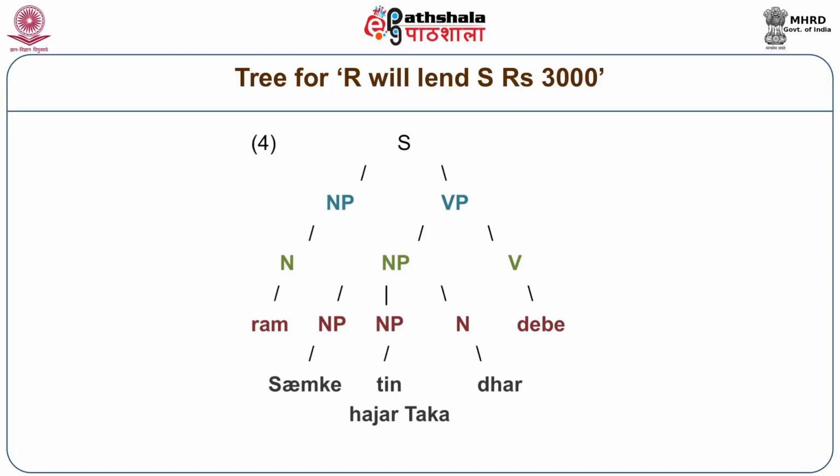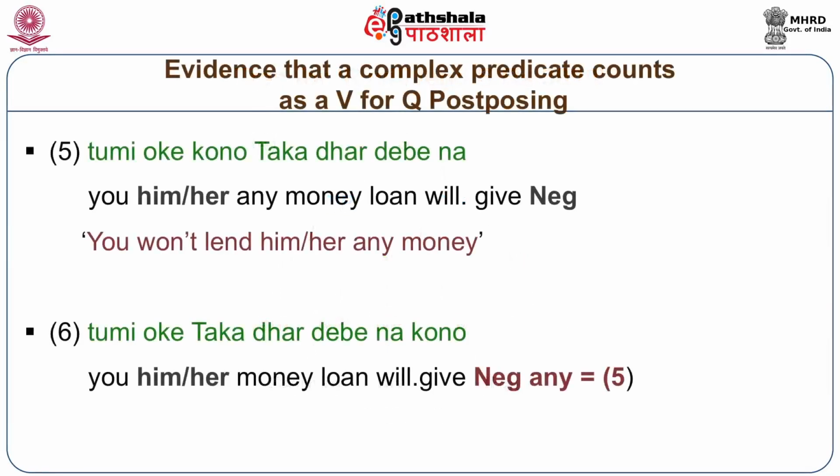There is evidence for this analysis. Consider 5. Tumi oke kono taka dhar debe na, you won't lend him or her any money. This is a sentence containing the famous quantifier kono, any, and that kono can be moved to the right, giving you 6. Tumi oke taka dhar debe na kono. You to him or her money will not lend any. This shows that the complex predicate counts as a verb for the purposes of quantifier postposing.